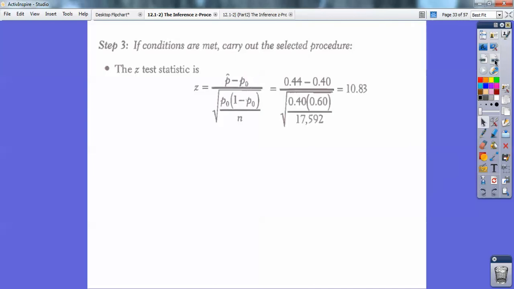I'm going to let you guys figure that out. Otherwise, you have to wait till the next lesson. All right, so we get 10.83. That's my z-score. It's not my probability, it's my z-score.